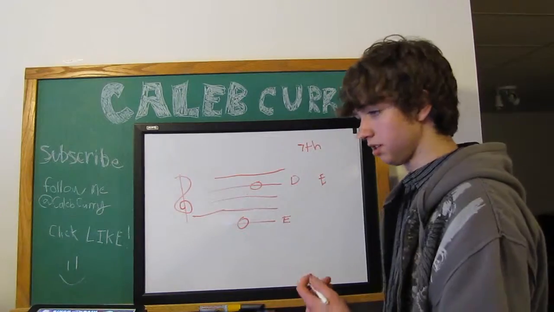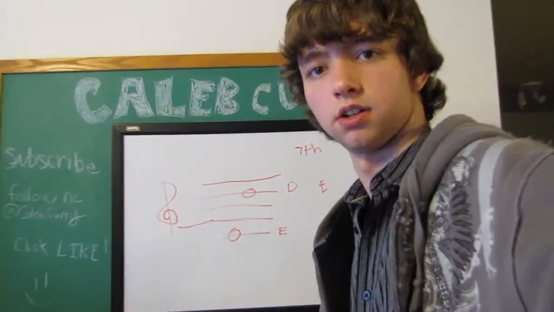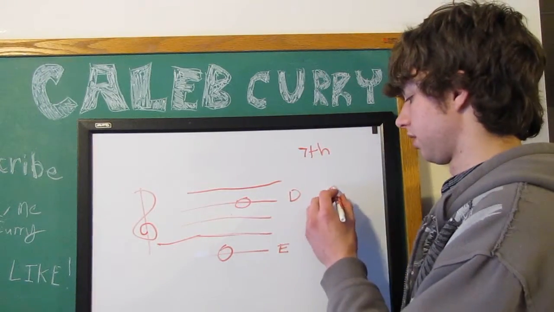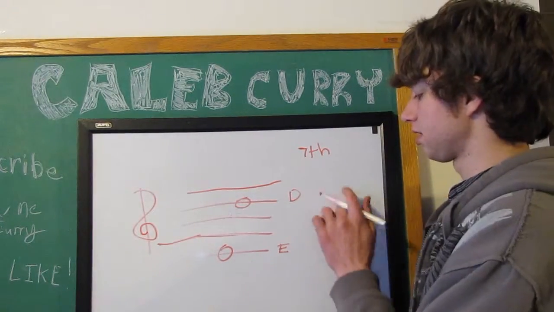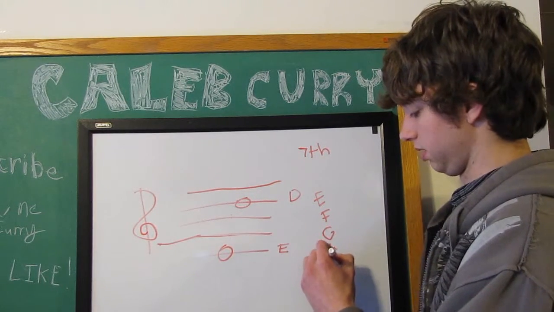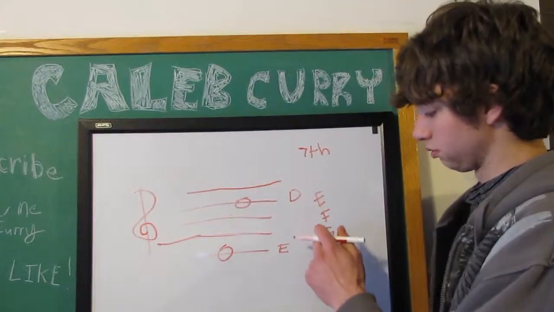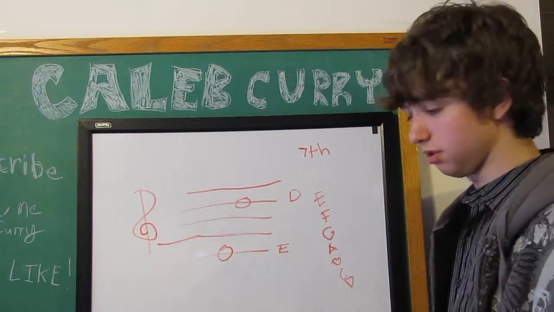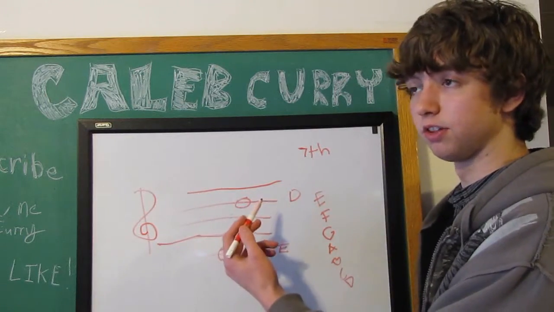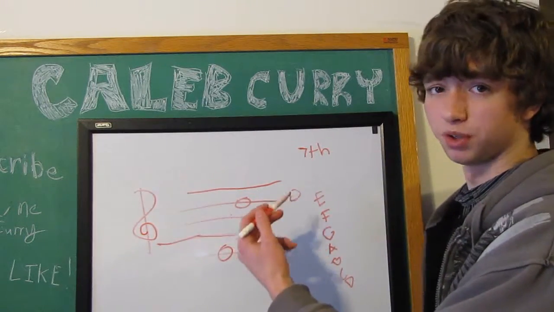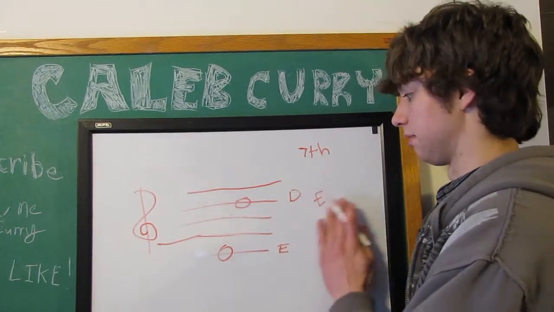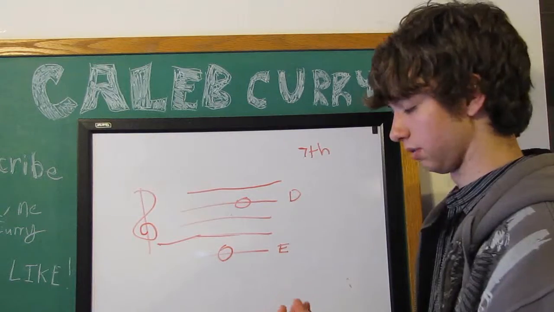Or what we could have done, let me zoom in some so you can see better, is counted the scale degrees. So E, F, G, A, B, C, D. 1, 2, 3, 4, 5, 6, 7. So either way it's a seventh. Another way to figure this out is E to E is an octave. So E to D, which is one less than an octave, must be a seventh, because there's 8 in an octave, and 8 minus 1 equals 7. That's a quick way to do that.